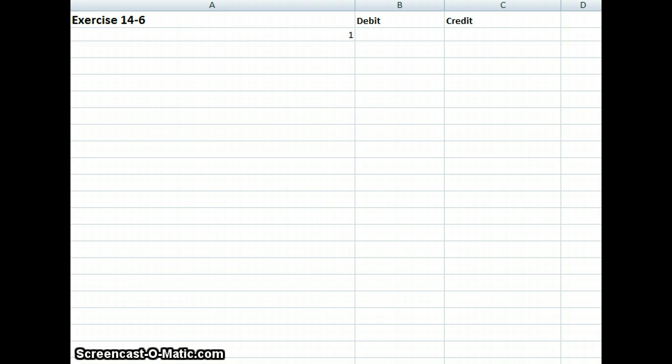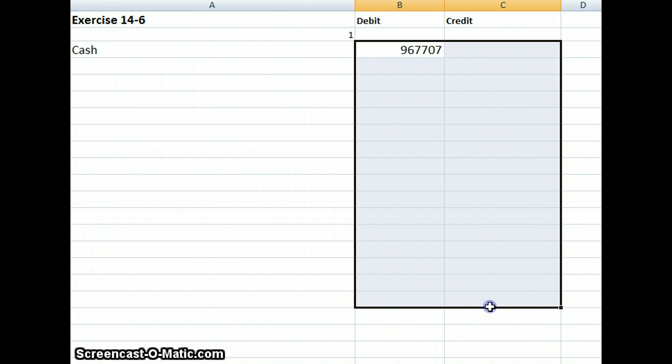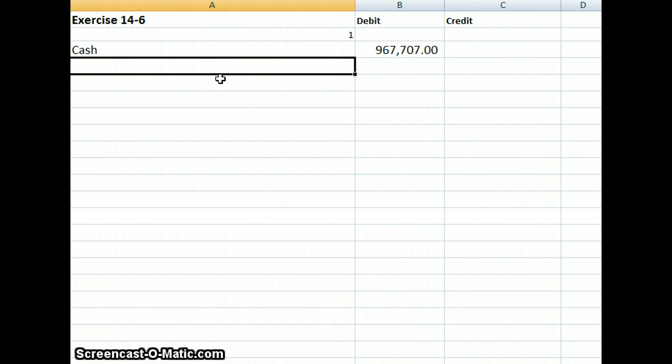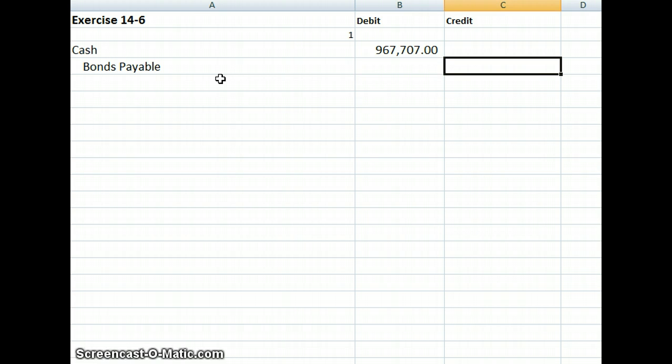So the first thing we're going to do when we make an entry is we're going to debit cash for the amount of cash that we have, which will be our $967,707. Let me format this here quick. Okay. Next, we have the face amount of our bonds. So we'll have our bonds payable. Our bonds payable are going to be for the face amount of the bond, so $900,000.